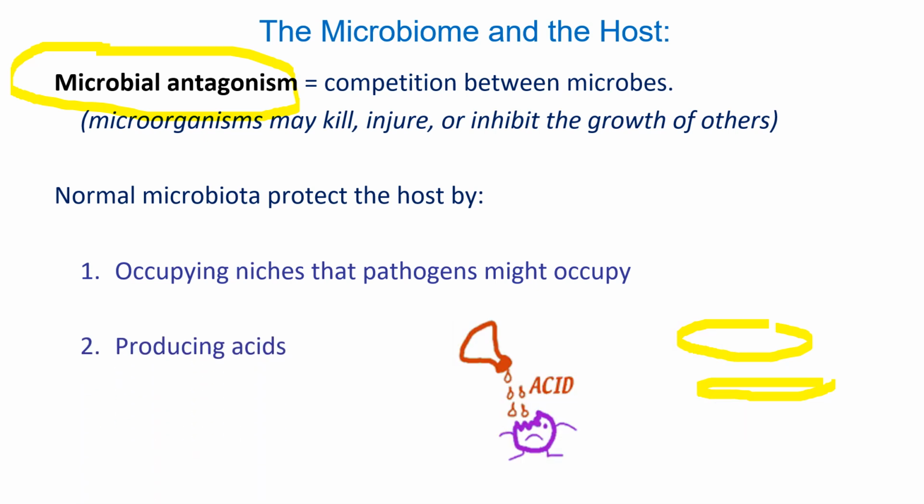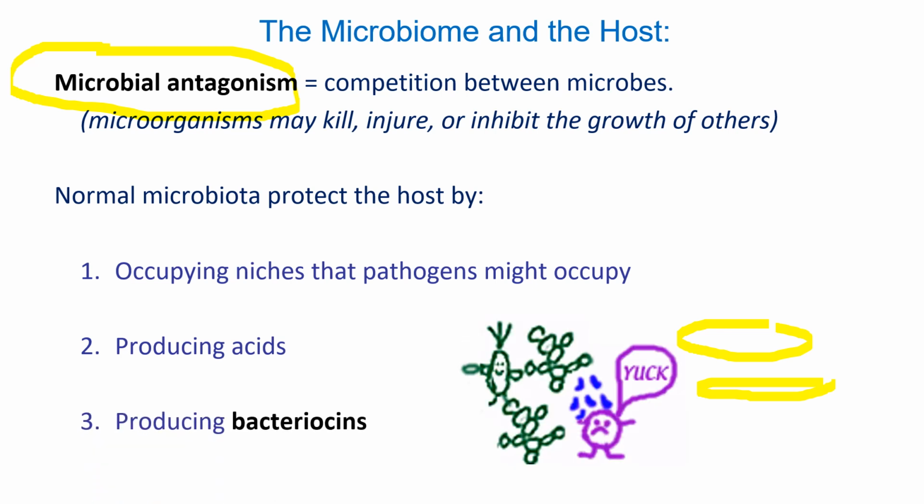Some of them actually produce things like acids. So I mentioned the lactobacillus found in the vagina produces acids. That's a good example of that, and it inhibits the growth of other organisms. Some of them produce something called bacteriocins.